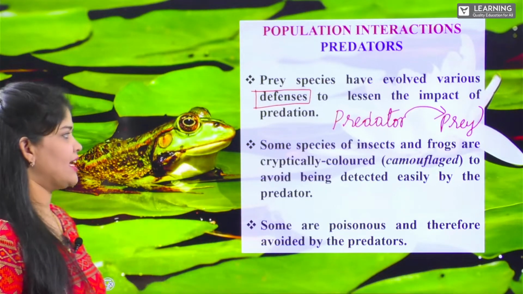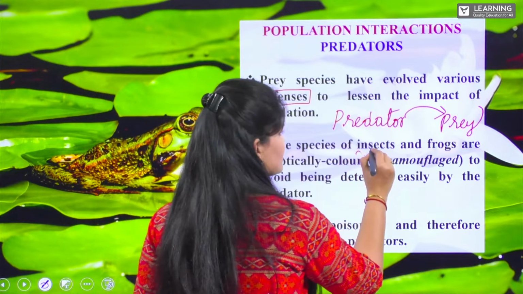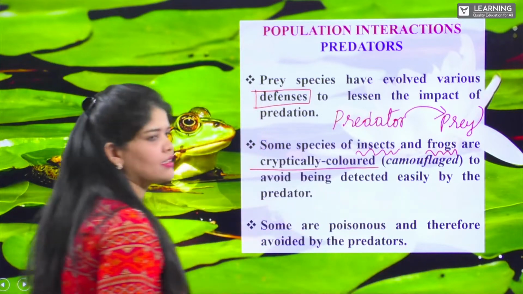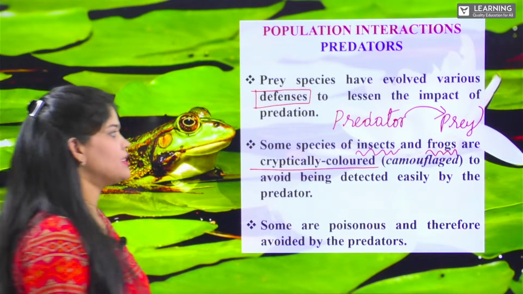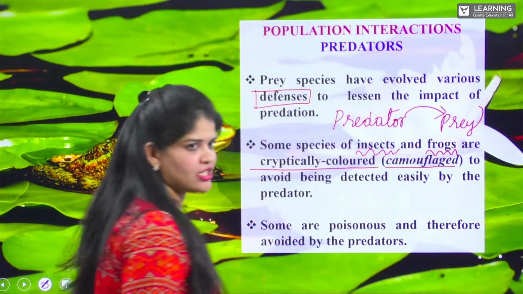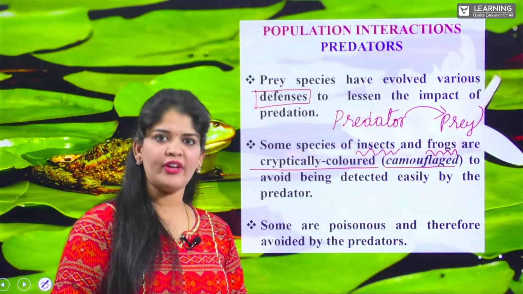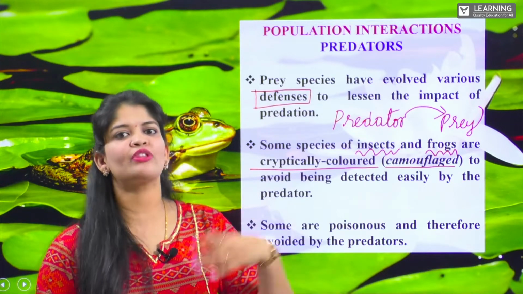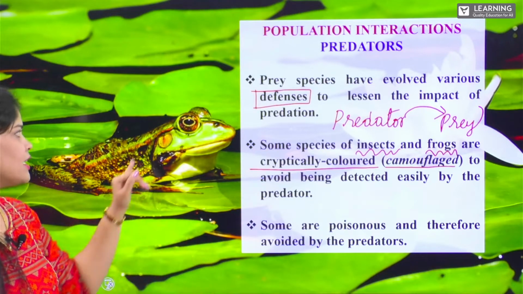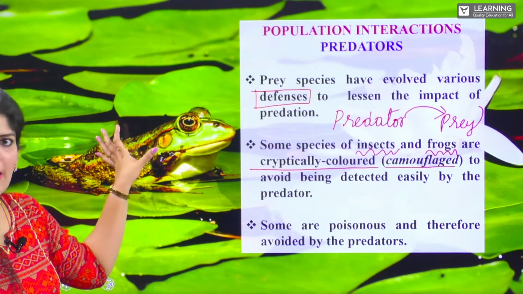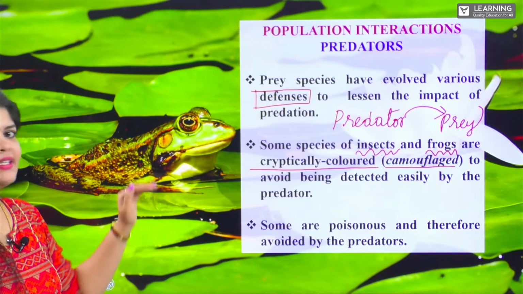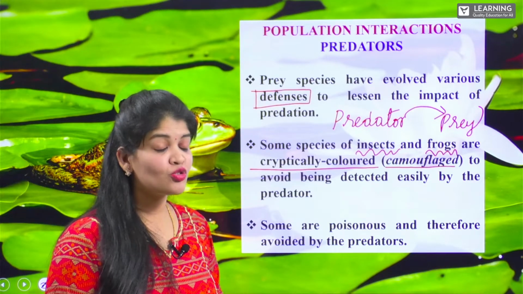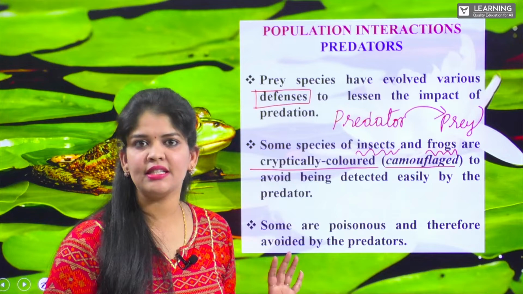For example, some species of insects and frogs are cryptically colored. Cryptic coloration means camouflage. Camouflage is the mechanism where the color of the prey blends with the color of the background. For example, if you look at this, here we can see the green background. To blend in, the surface of the frog is also changing into green, such that it is very difficult to identify that there is a prey in this background.